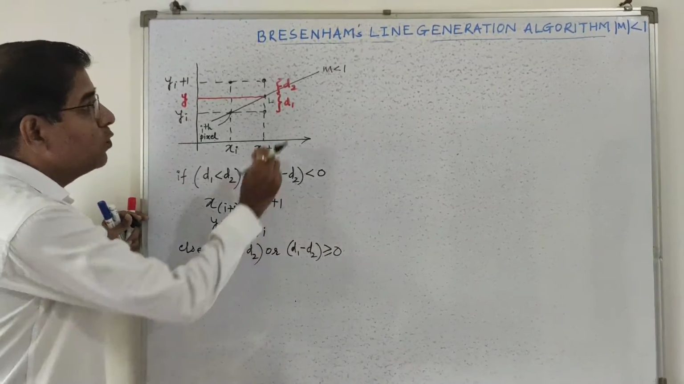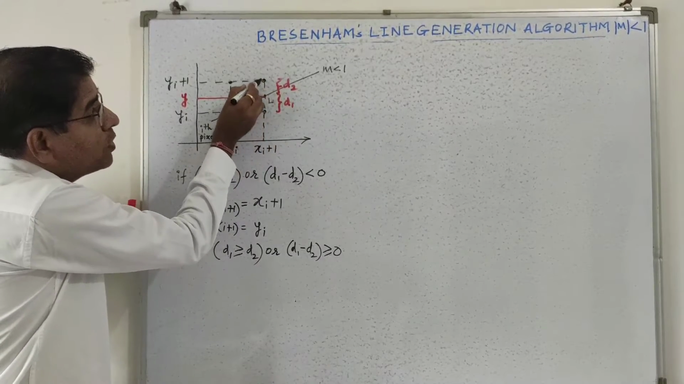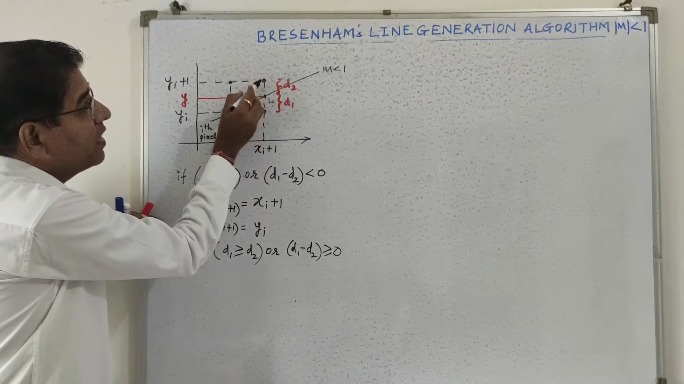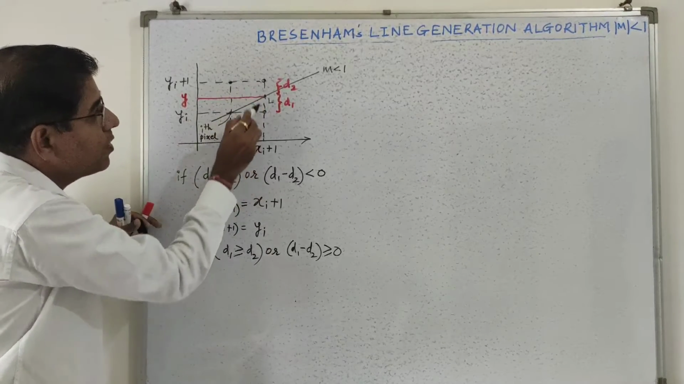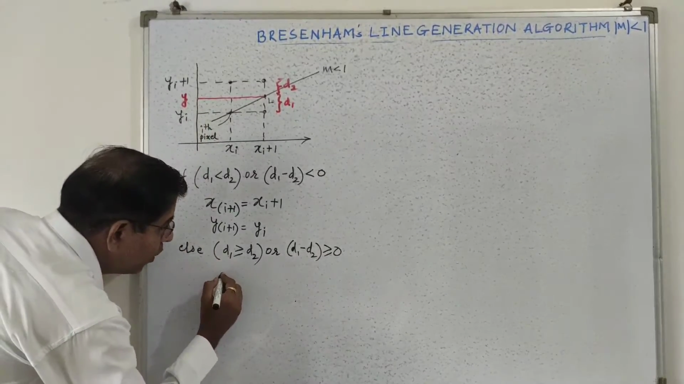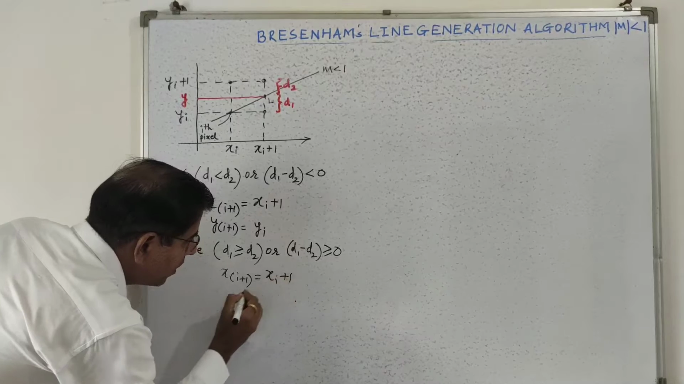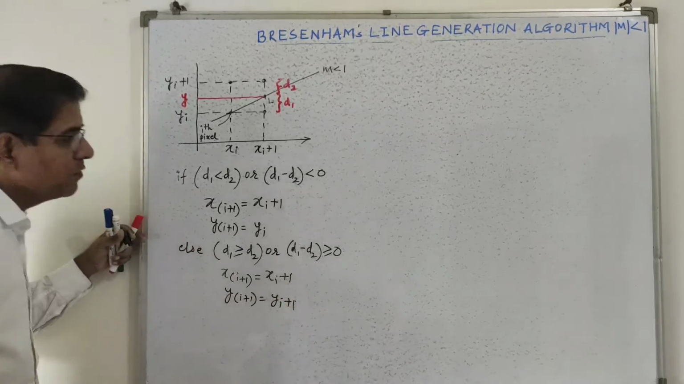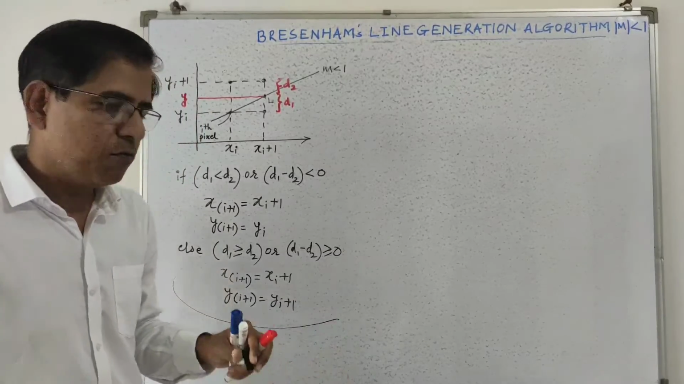Now d1 is greater than d2, that means this line is passing closer to this point than this point. That means it is obvious to select the next pixel as this pixel. And what are the coordinates of this pixel? It is xi plus 1 and yi plus 1. So if d1 is greater than or equal to d2, then xi plus 1 is equal to xi plus 1 and yi plus 1 is equal to yi plus 1. Now this is the logic of Bresenham's line generation algorithm for slope less than 1.